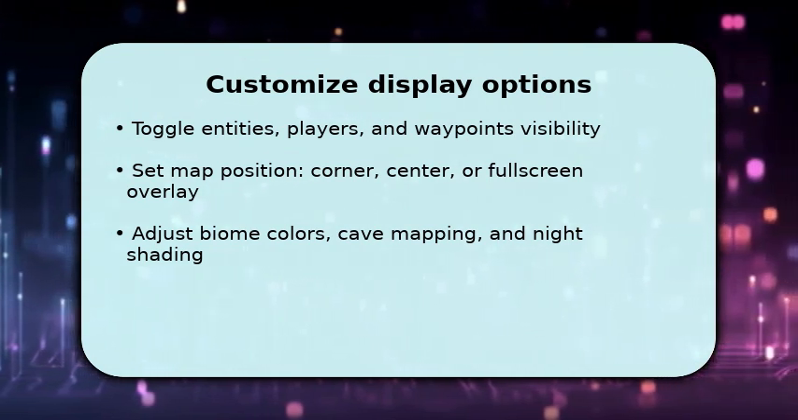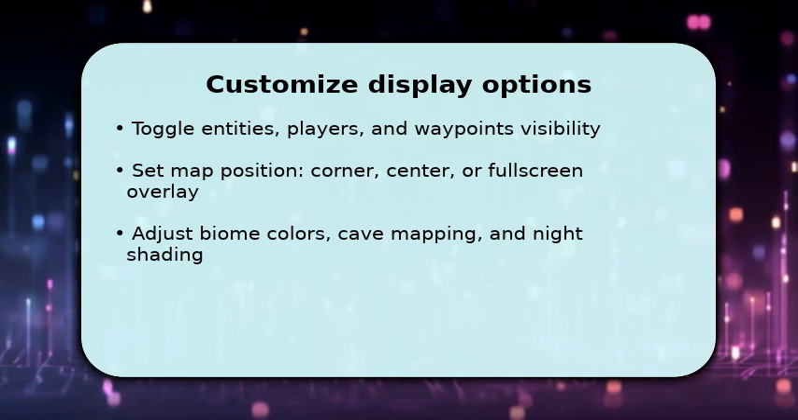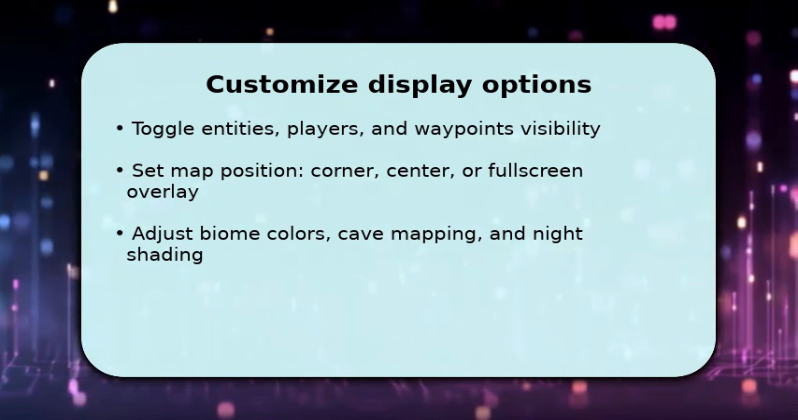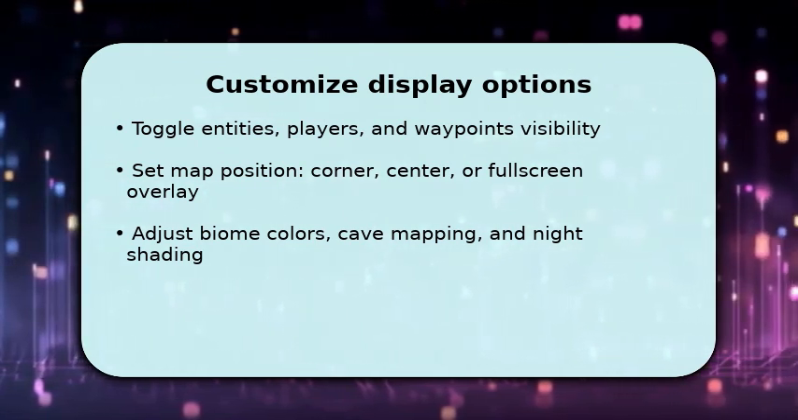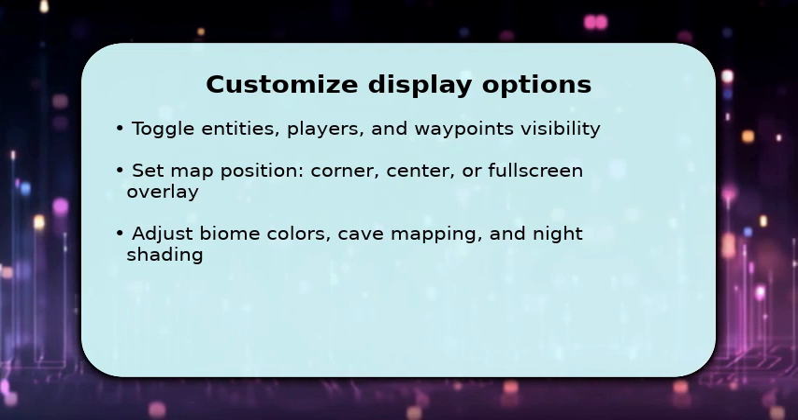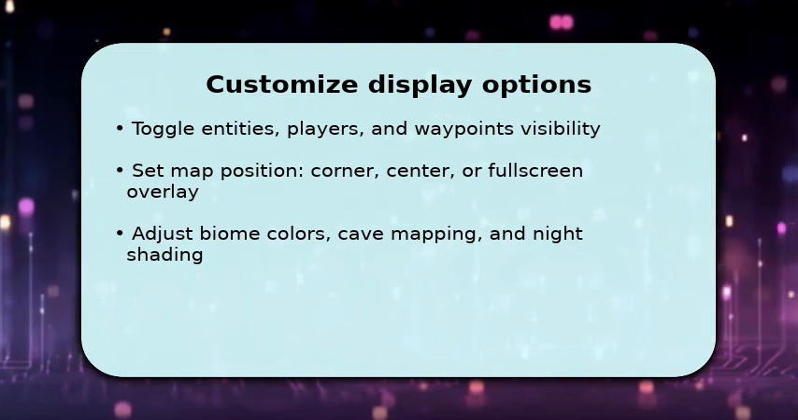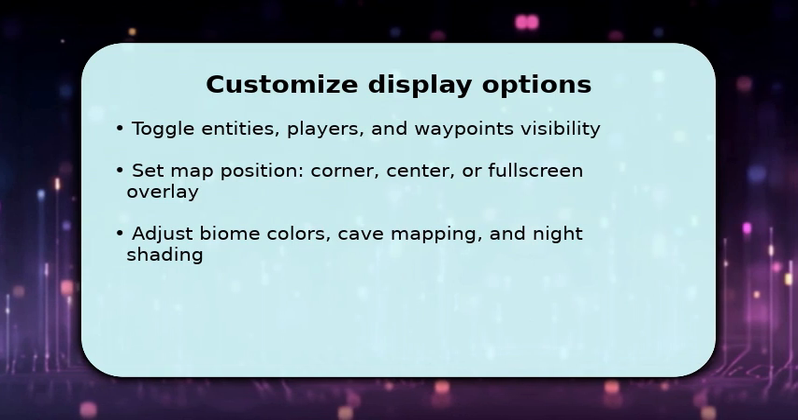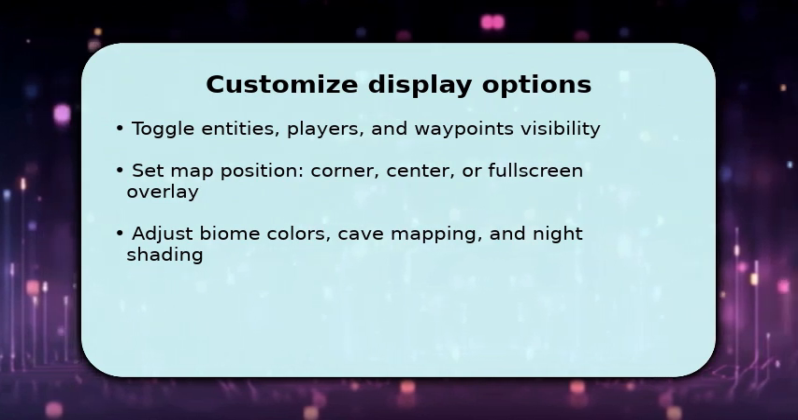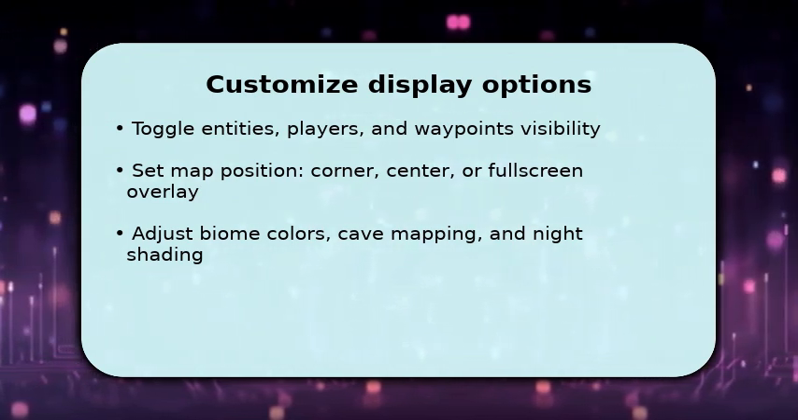This makes navigation faster. Next, set the map position, corner for HUD, center for exploration, or full screen when you need an overview. Also, adjust biome colors, cave mapping, and night shading because they reveal terrain and caves. These visual tweaks help you spot resources.